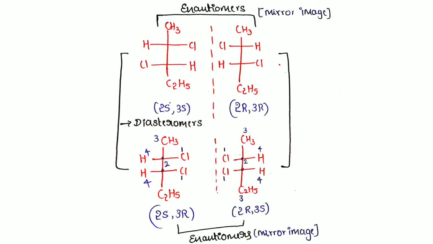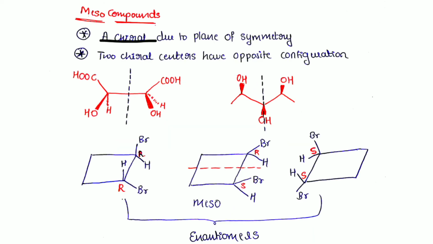Here we compare: these two are diastereomers and these two are diastereomers to each other. And also these two are diastereomers and these two are diastereomers to each other. Then what are meso compounds? Meso compounds are achiral because of the presence of a plane of symmetry. We have seen that in the symmetry element lesson.